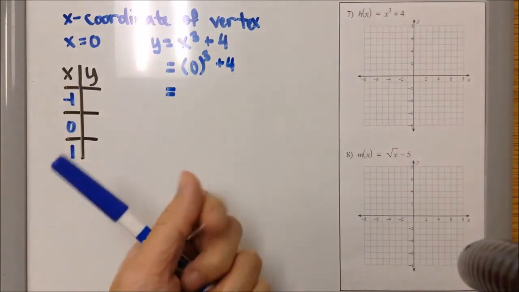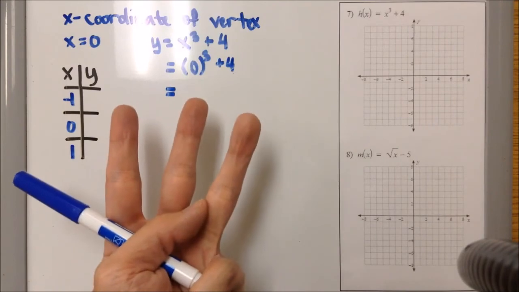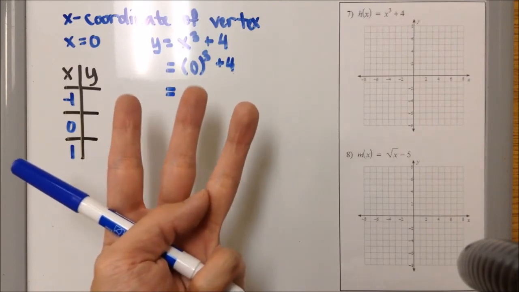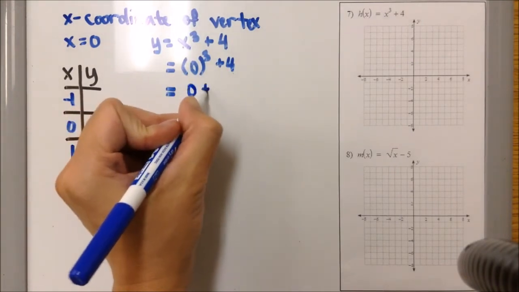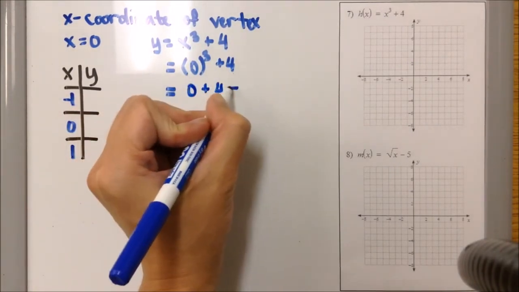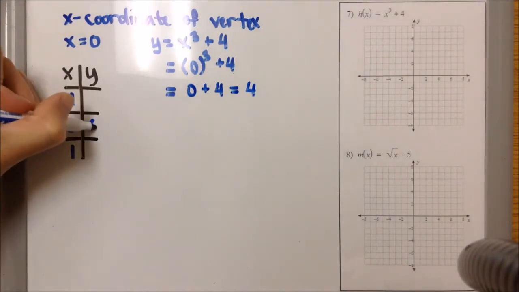Now it's to the third power, so it's 0 times 0 times 0. 0 times 0 times 0 is just 0. So 0 plus 4 equals 4. So I'm going to write 4 here.